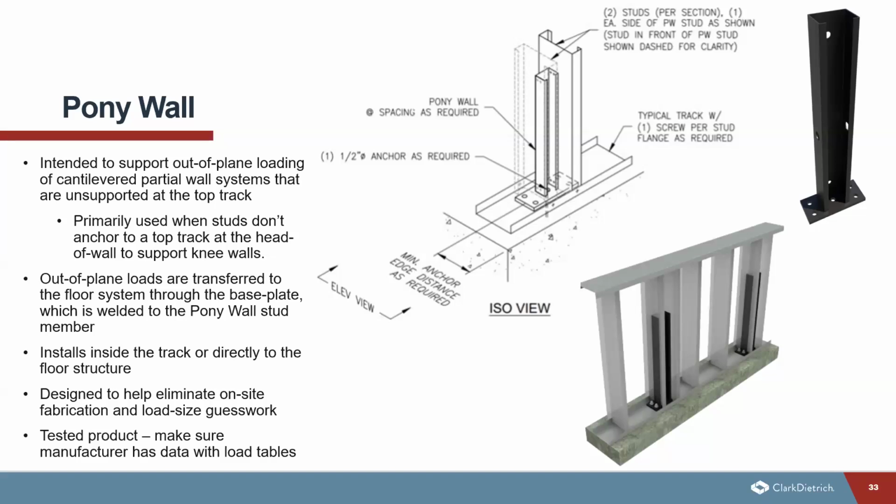So basically the out-of-plane loads are transferred to the floor system through a thick base plate, which you can see on the slide here. And that base plate is actually already welded to the pony wall stud. Now this is installed inside of the track or directly to the floor structure with a combination of anchors, or it can be welded.